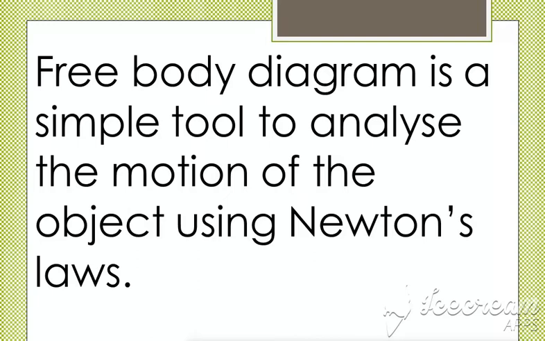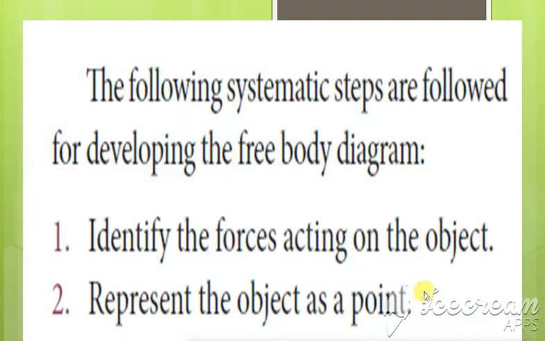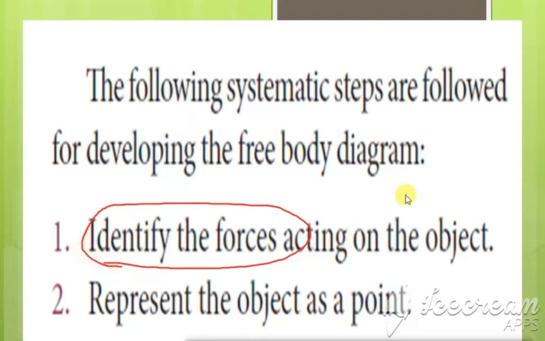Next we are going to see what it consists of and what the necessary steps to be taken are. First, we have to identify the force acting on the object. Then represent the object as a point. So this is the object, and that object will be represented as a point. Next, we have to identify the forces. There are so many forces acting on any object, such as gravitational force, normal force, and nuclear force. If we consider any nucleus, it has nuclear force, is it not? Here also we have to identify the force.